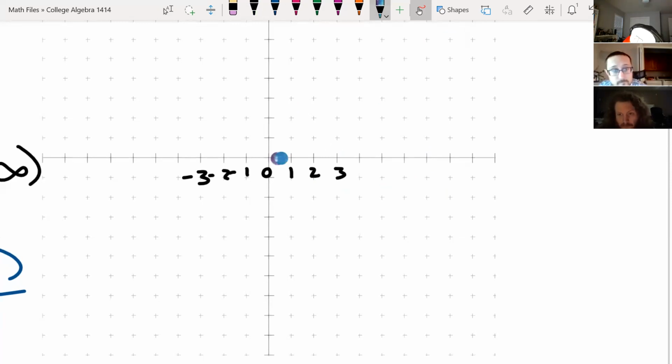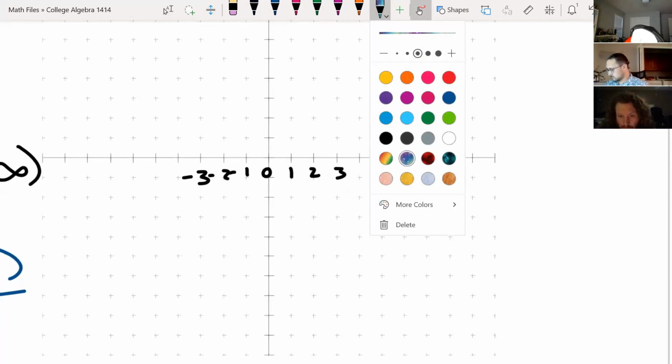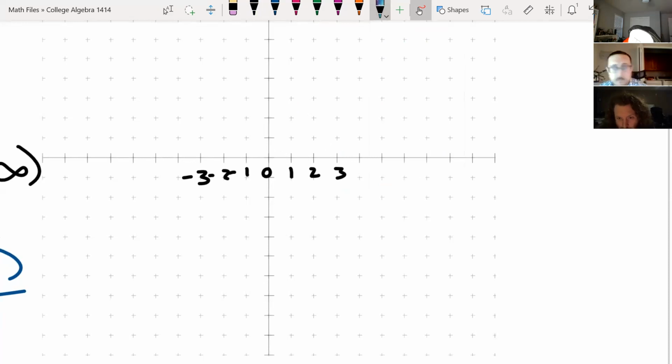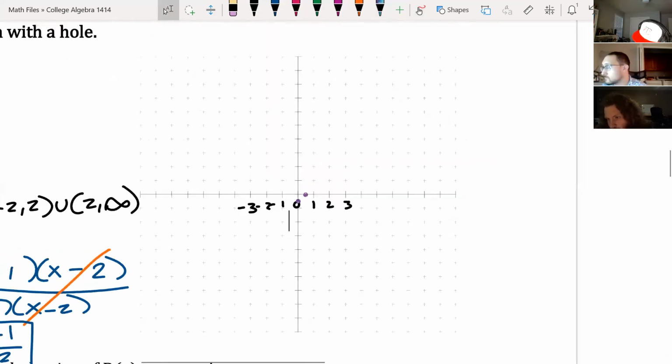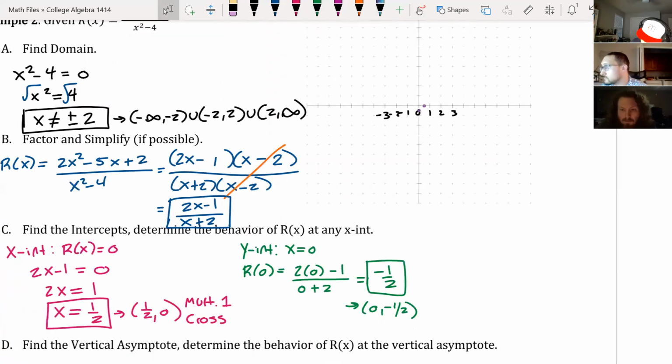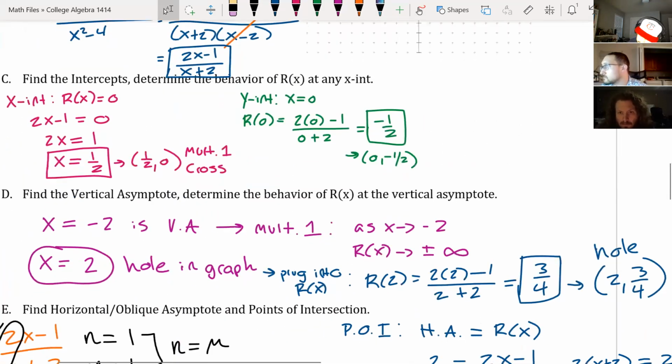Probably too big. There we go. There's 1/2 and -1/2. There's my x and y intercept. And then we plot my vertical asymptote and the hole in the graph. So vertical asymptote is at -2.